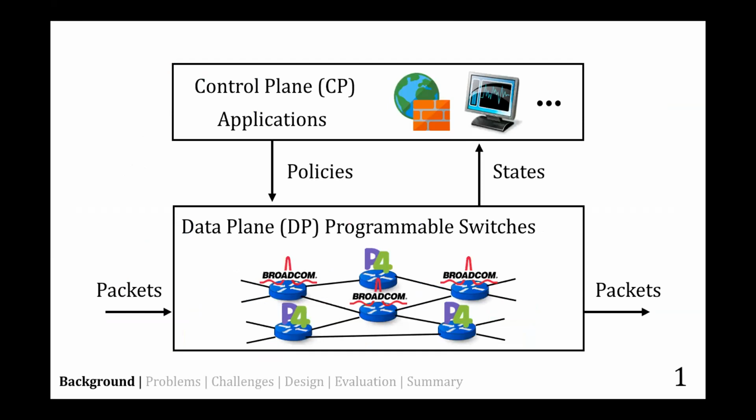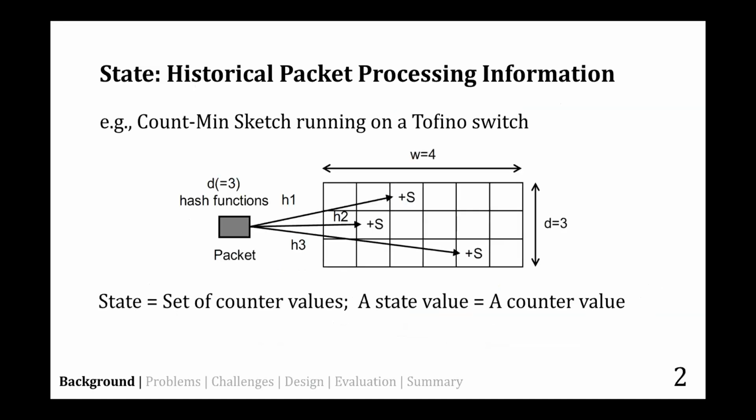In today's programmable networks, the data plane and the control plane are separated. The control plane runs many applications, such as firewall and the traffic monitor. The data plane consists of many programmable switches. These switches process incoming packets with respect to the policies installed by the control plane. Moreover, they also record latest states during packet processing and provide these states to the control plane applications for making new decisions. In particular, the state represents the data plane state, which refers to historical packet processing information.